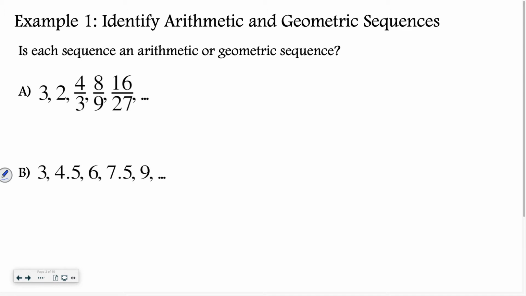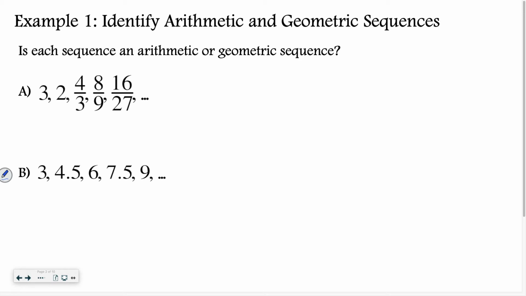So let's look at letter A. Our sequence is 3, 2, 4 thirds, 8 ninths, 16 27ths. So if I look at that, I can see clearly that they're not adding or subtracting by the same amount each time. Because if I was going from 3 to 2, that's minus 1. That means when I subtract 1 again, I should end up at 1, which is not what I have in that sequence. So I know for sure right off the bat, letter A is not arithmetic.